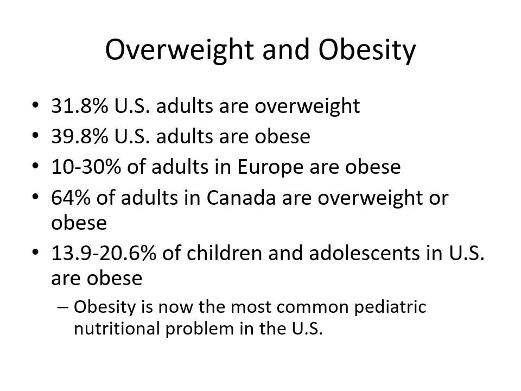To give you an example, 31.8% of US adults are overweight, with 39.8% being obese. Somewhere between 10 to 30% of adults in Europe are obese. 64% of adults in Canada are overweight or obese. And somewhere between 13.9 to 20% of children and adolescents in the US are obese, again depending on which age group. But obesity is now the most common pediatric problem in the US.